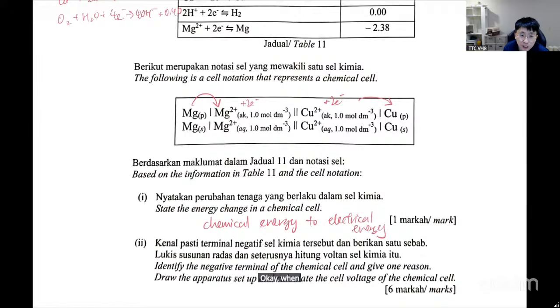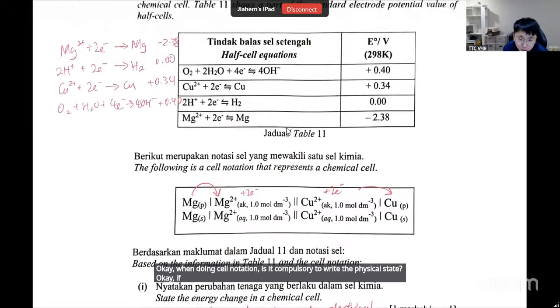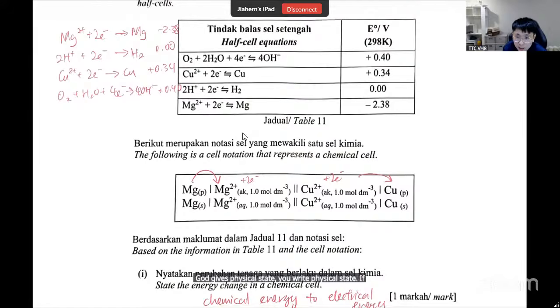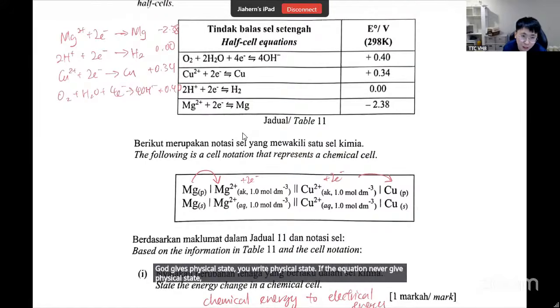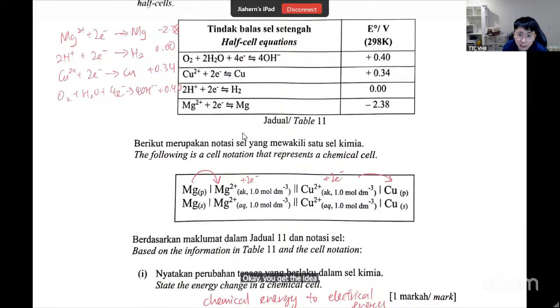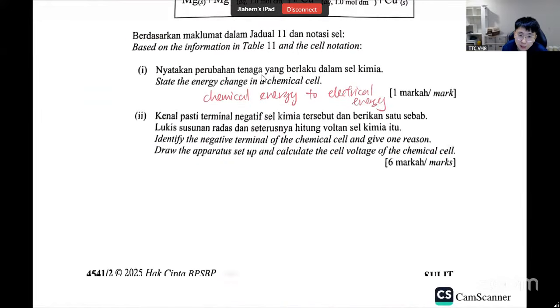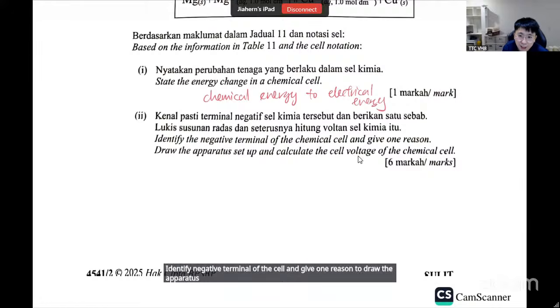Okay, when doing cell notation, is it compulsory to write the physical state? If the equation gives physical state, you write physical state. If the equation never gives physical state, it's okay to not write. Okay, you get the idea? So means you follow the table, you follow the question. If got, just copy. If never give, just leave it. Don't need to write. Identify negative terminal of the cell and give one reason. Draw the apparatus setup and calculate the cell voltage.